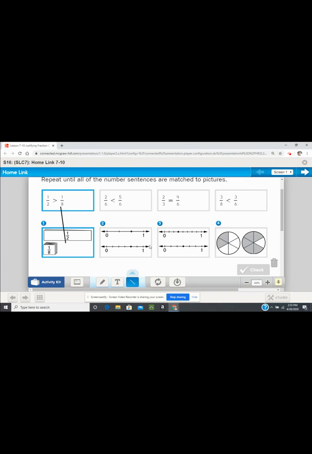But our next one, number 2, has 2/3, and we're comparing that to 4/6. And as you see, that would go right here. The next one we have 3/8 compared to 3/6, so it would go here. And finally, we have 2/6 compared to 5/6, so that would go right there.